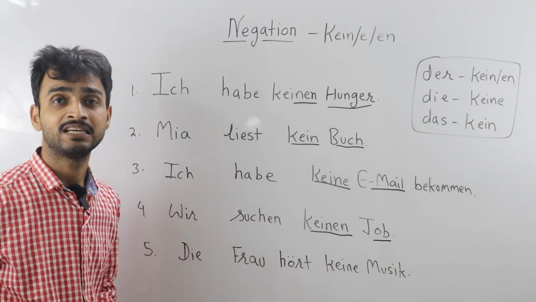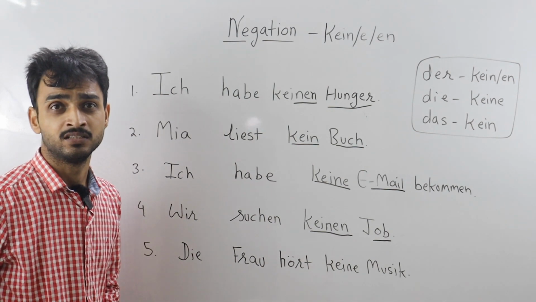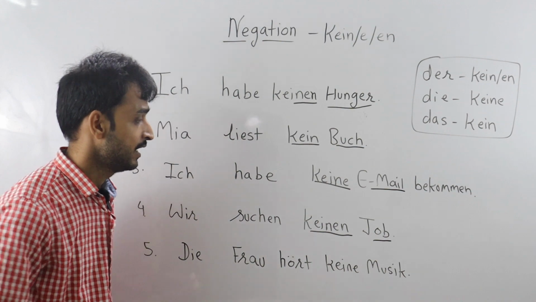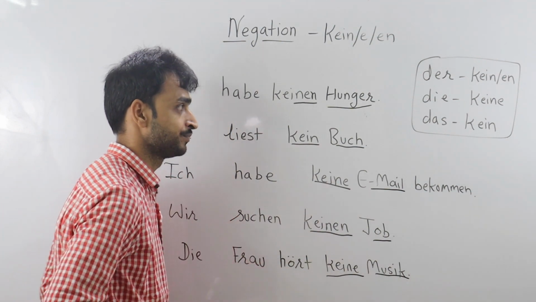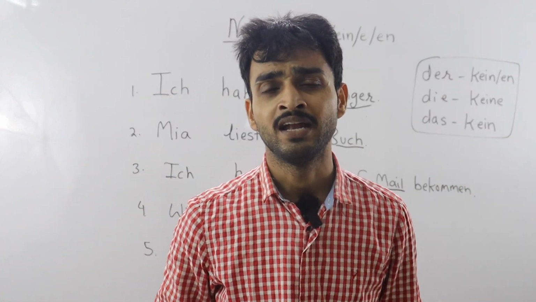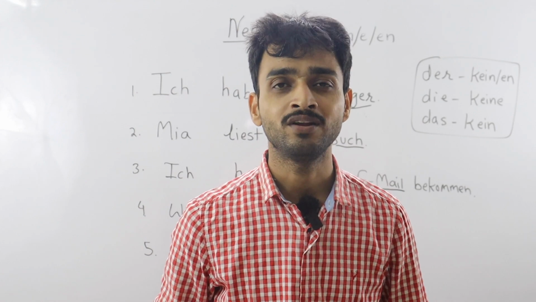And the last sentence I have written, die Frau hört keine Musik. The woman is not listening to music. It is also negative and Musik is die, feminine, so keine Musik. So that's so simple. You must know the article of the noun and then you can place them before the noun. That's all in this video.